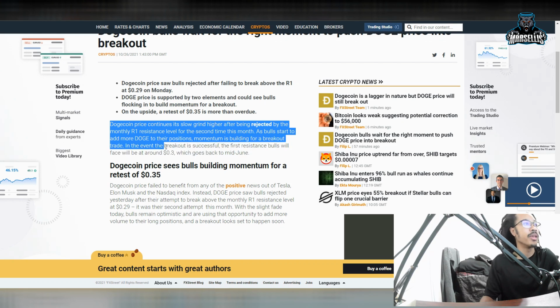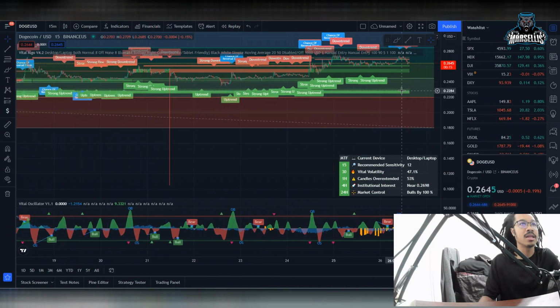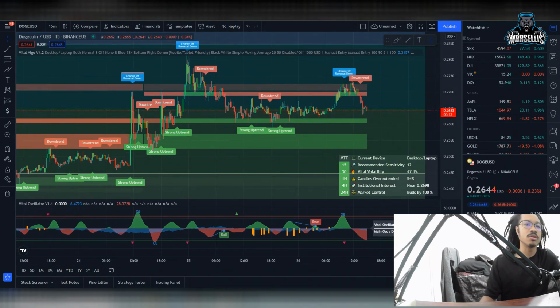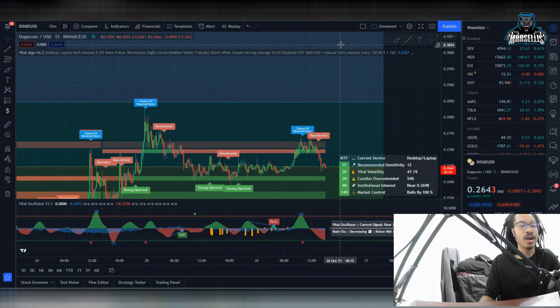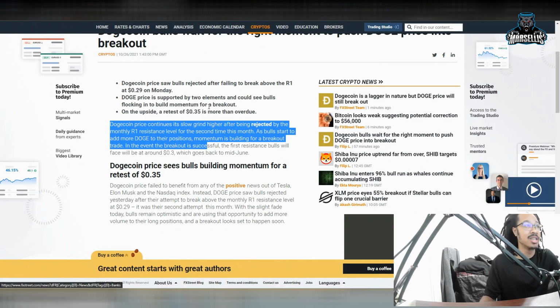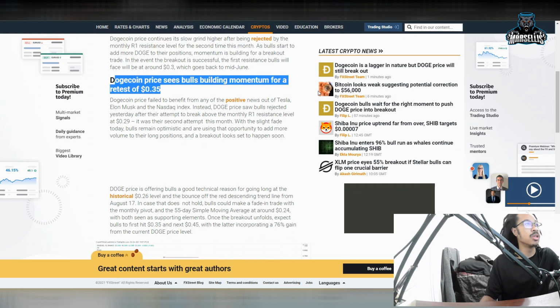In the event the breakout is successful, the first resistance will be around 30 cents. So we're pretty much going to face some resistance around 30 cents, they're saying, and that's definitely 100% true. That was our previous resistance in Dogecoin before all this crazy stuff started happening, like Saturday Night Live, Doge Day 420. We had a hard time passing 30 cents, and it was a huge milestone for Doge to pass that, and then eventually 40 cents. So Dogecoin price sees bulls building momentum for a retest of 35 cents.